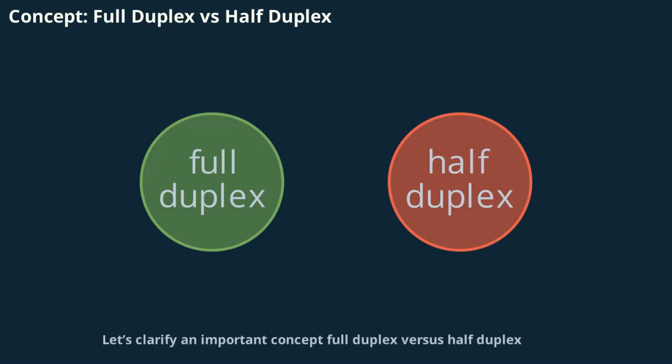Let's clarify an important concept: full duplex versus half duplex. Full duplex means data can flow both ways at the same time, like a phone call. Half duplex means data goes one way at a time, like a walkie-talkie. UART and SPI are full duplex, while I2C is half duplex. This affects how fast and efficiently devices can communicate.